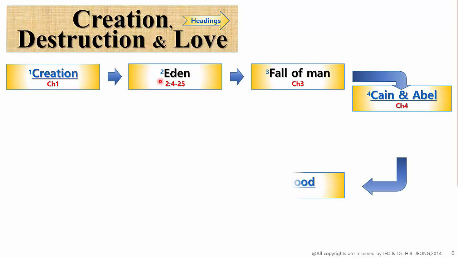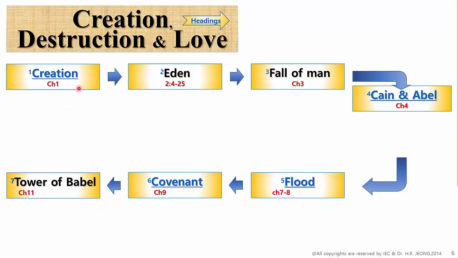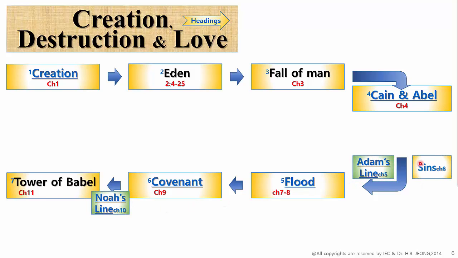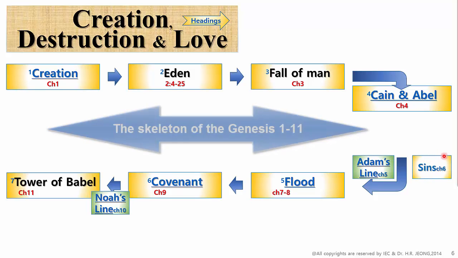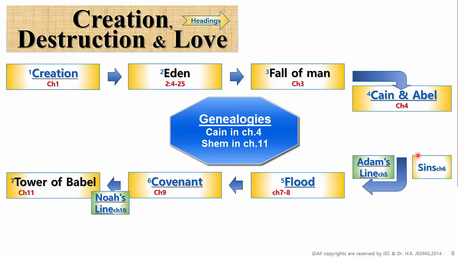The first story is about the creation in chapter 1, followed by Eden's layout in chapter 2. Then the fall of man in chapter 3, and the story of Cain and Abel in chapter 4. The story of the flood comes next in chapters 7 and 8, followed by the covenant in chapter 9. The story of the Tower of Babel is in chapter 11, then the genealogies of Adam and Noah in chapters 5 and 10, respectively. Then chapter 6 talks about the sins committed by the people, which was the main cause of the flood. This is the skeleton of the first part of Genesis, from chapter 1 to 11. Of course, the genealogies of Cain and Shem are also present in chapters 4 and 11, respectively.